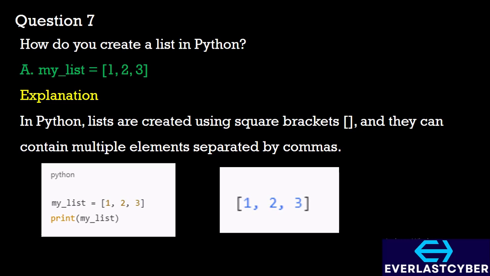So for instance, I attached a screenshot of what my_list equals square brackets 1, 2, 3 would output, and as we see on the right side, it will separate the elements by commas, and the output will appear as 1, 2, and 3.